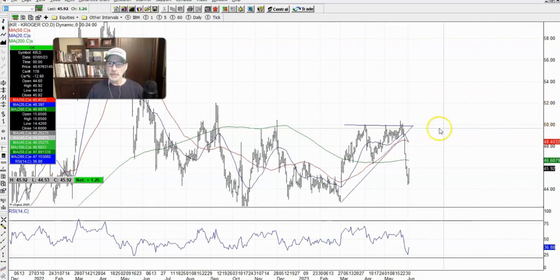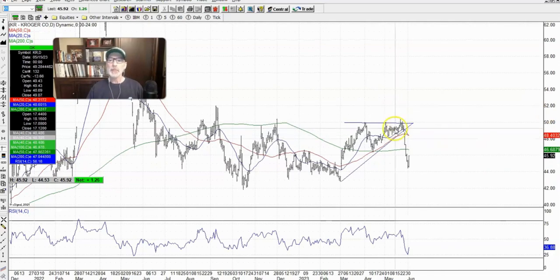So Kroger got long as it popped here, immediately turned around and went in the other direction. So I got out on this day here when it finally fell through the bottom edge of the line and fell through the moving averages. On this day I got out, took my loss and moved on. And you can see that it was smart for me to get out up here because look how much more it had fallen. Had I waited, I would have lost more money.